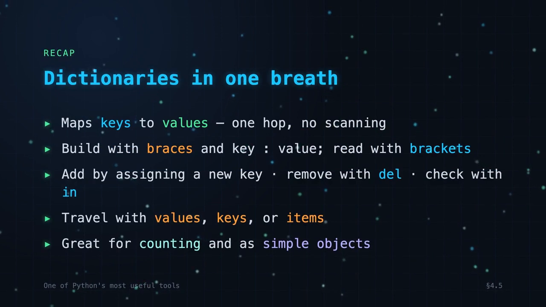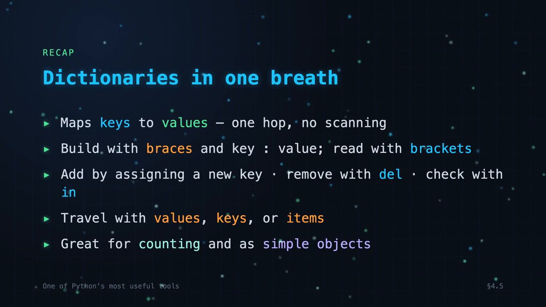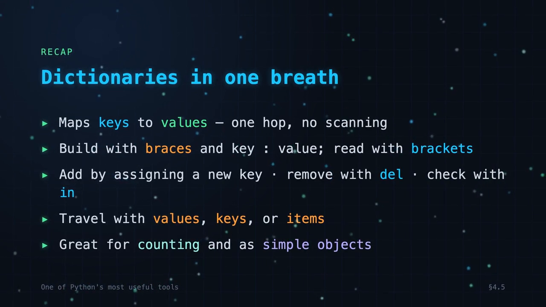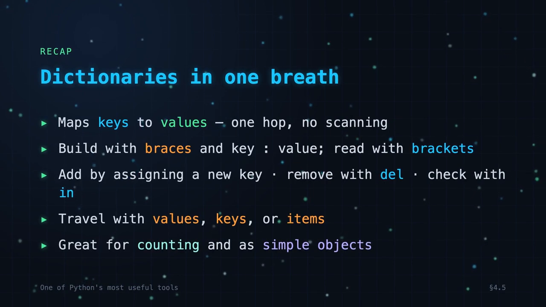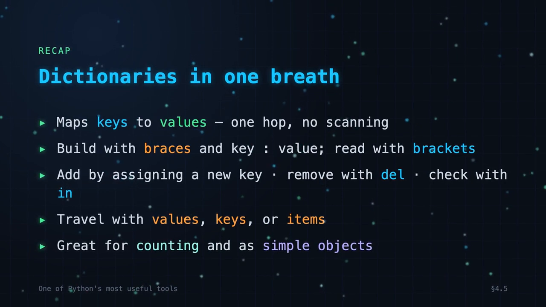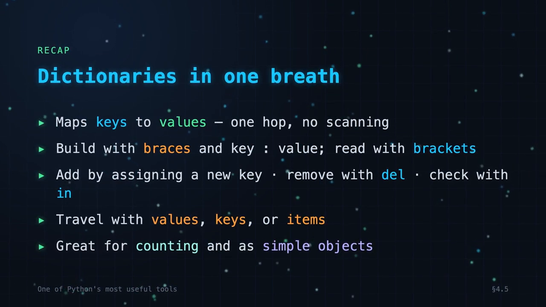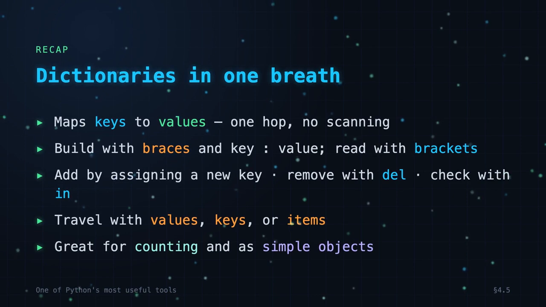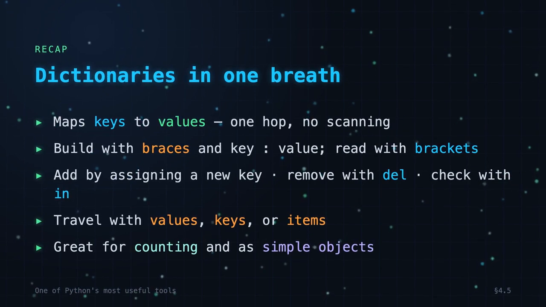Let's recap. A dictionary maps keys to values: give it a key, get a value in one hop, no scanning. Build them with braces and key:value pairs. Read and change with square brackets. Add by assigning a new key, remove with del and check with in. Travel with values, keys, or items, and lean on dictionaries for counting and for grouping a thing's details under one name.